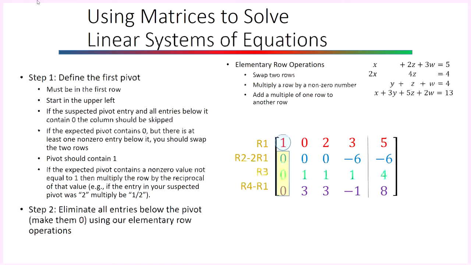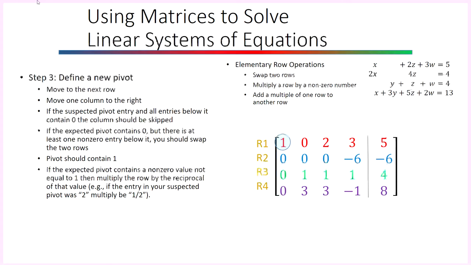Let's just rename our rows again to avoid confusion. And then we'll continue on to the next step, which is to define a new pivot. We start by moving to the next row and the next column. Then we basically follow the same checklist as before. Is the suspected entry and all entries below it zero? No, it's not, because some of the entries below it are non-zero. Next, does the expected pivot contain zero but have non-zero entries below it? This is definitely true. If this is true, we need to swap the row with the pivot for a row below it with a non-zero entry.